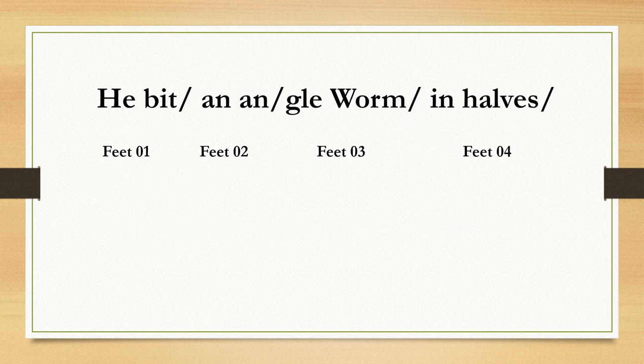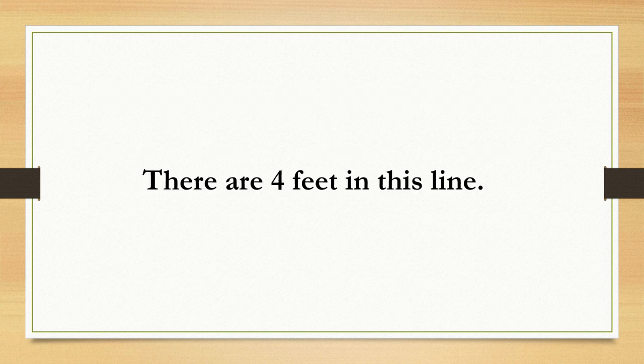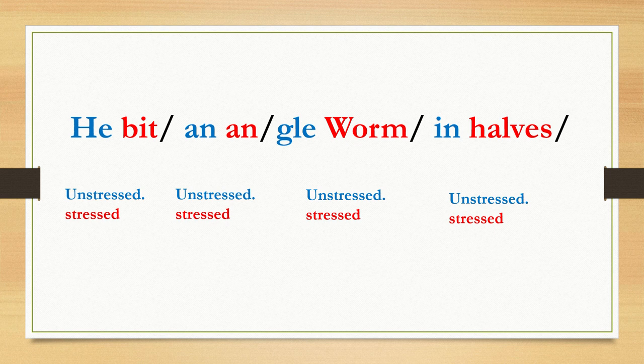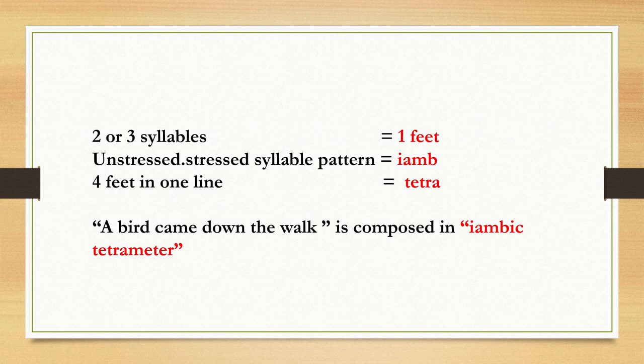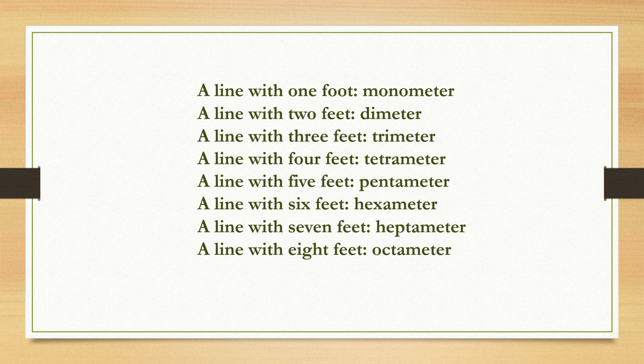There is another meter in this poem. In each third line, we can find the other meter. There are 4 feet, and stress pattern is unstressed stress. So it is composed in iambic tetrameter. Okay, these are the meters.